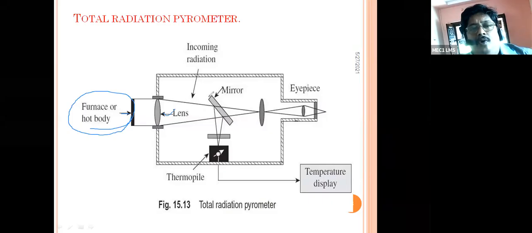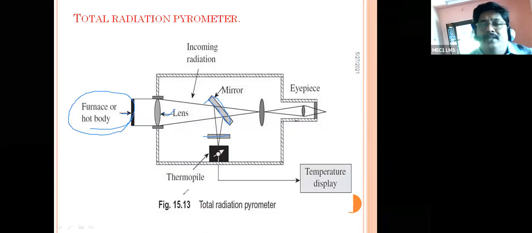From that lens, it falls on the mirror. Here, this is a mirror. From the mirror, some percentage of these radiations is reflected onto another lens, and with the help of that lens these radiations converge at one point. At that point we are arranging a thermopile or a thermistor or some other sensor or device which is used to measure the temperature.